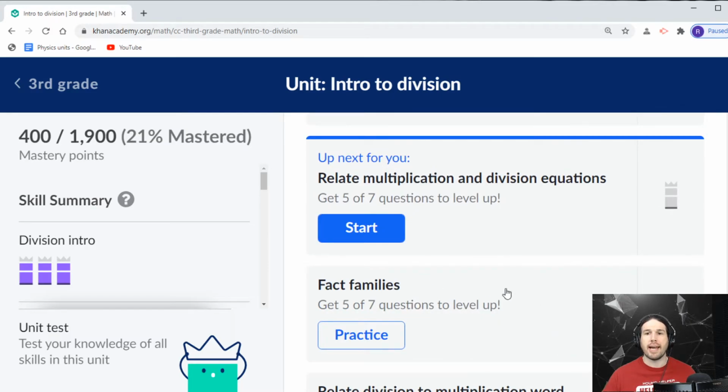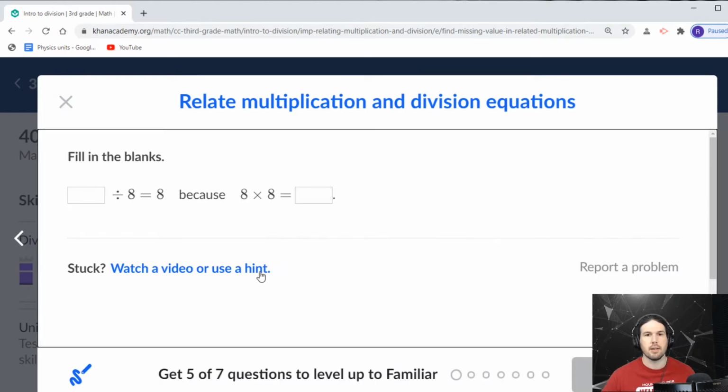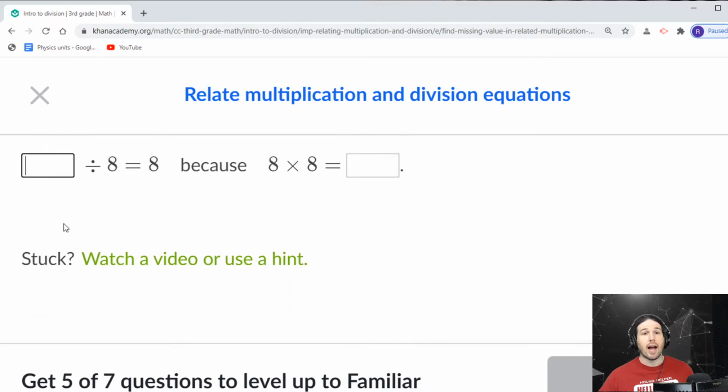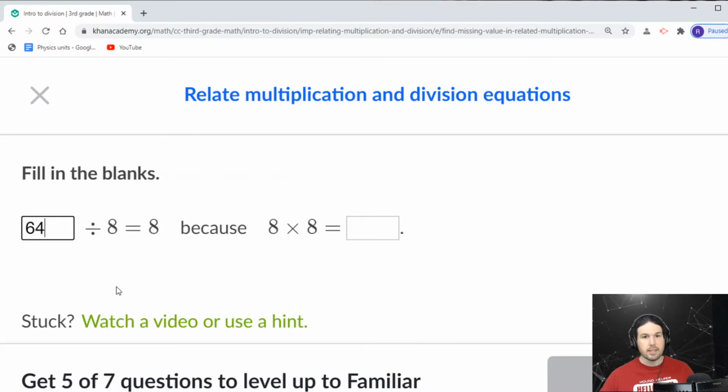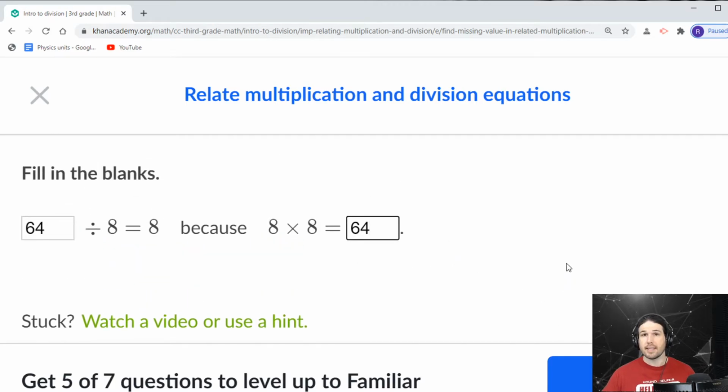Relate multiplication and division equations. So this should be very similar to what we just did. Yes, so this will be a very, very quick one, I think. I know that 64 divided by 8 is 8 because 8 times 8 is 64.